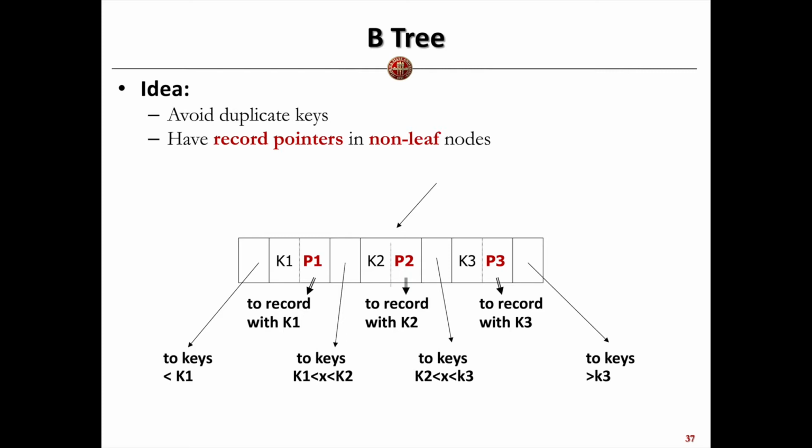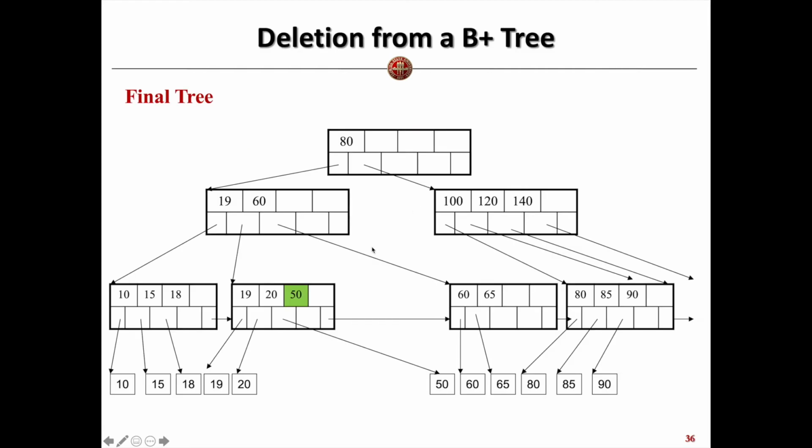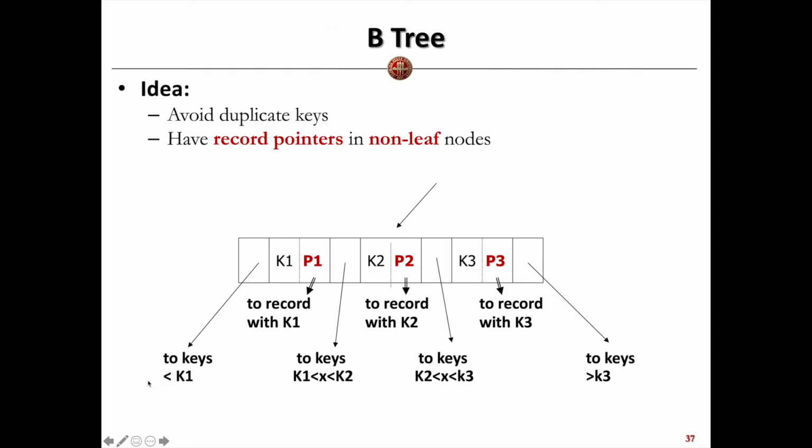So the main idea for the B tree is to avoid duplicated keys in the tree structure. We will also allow record pointers in the non-leaf nodes. Before in the B plus tree, all the records will be pointed to by the leaf nodes, right? And for the internal nodes, we have no pointer pointing to the concrete data tuples. However, in the B tree, we redefine the node data structure. Now the pointers point to the concrete data tuples, matching such keys.